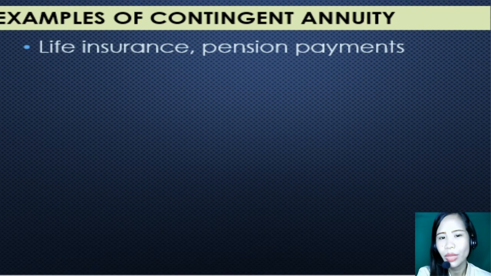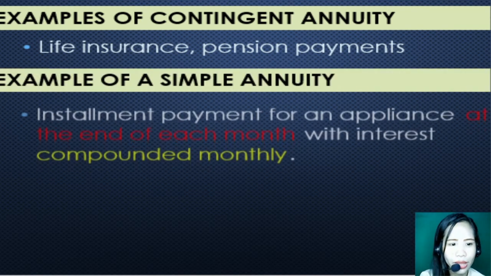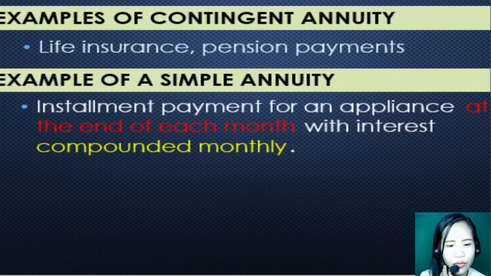Or pension payment. An example of simple annuity is installment payment for an appliance at the end of each month with interest compounded monthly. So you can observe that your payment period is just the same as the interest period, which is monthly. Therefore, it is a simple annuity.